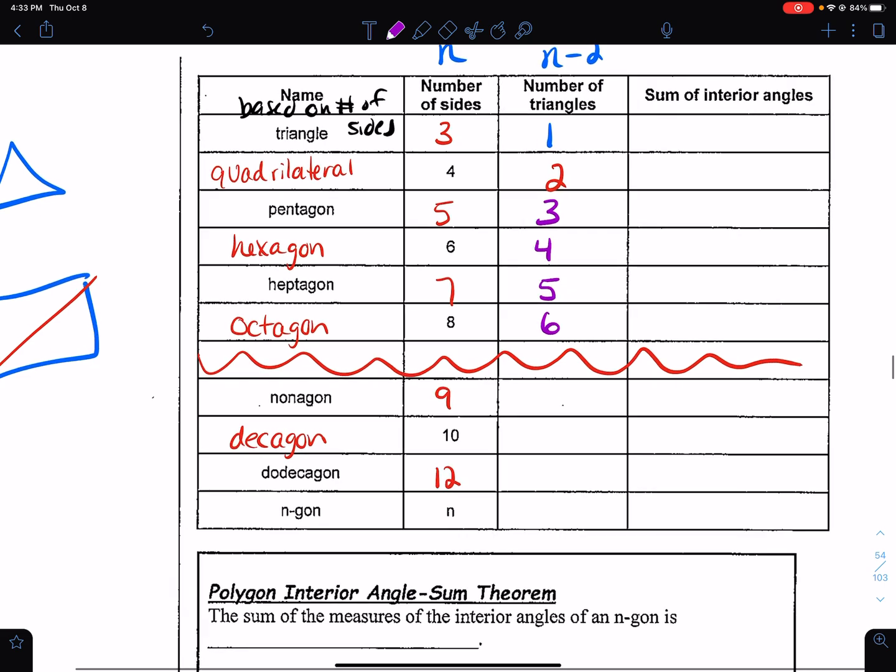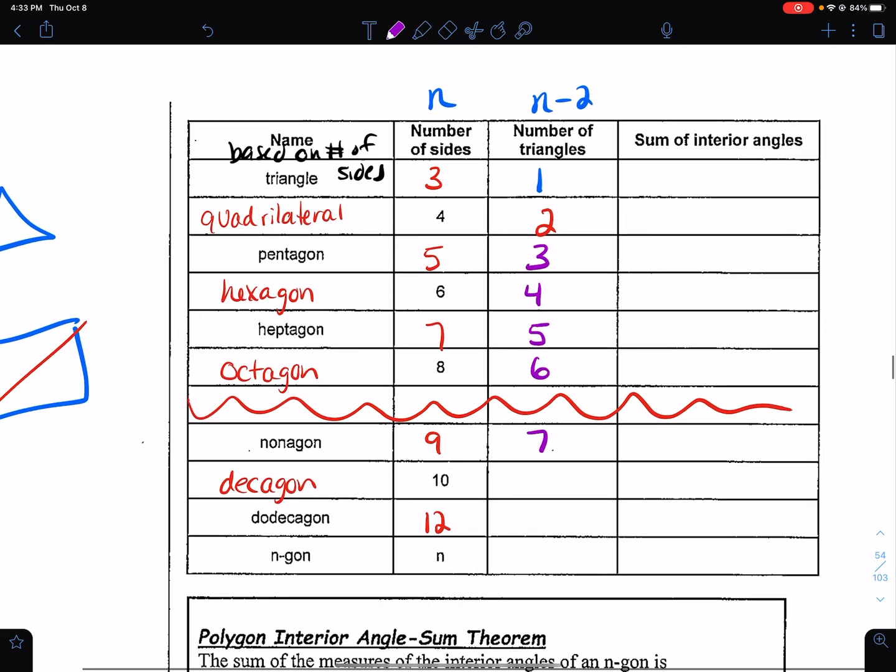A 9-sided shape, which is a nonagon, has 7. A 10-sided shape is a decagon. 10 minus 2 is 8 triangles. I know we skipped 11, no worries about it. A dodecagon has 12 sides, so there'd be 10 triangles. And after that, if there's too many sides, we don't give them special names anymore. We just call it an n-gon, which means there's n sides on it, whatever that number would be. So whatever the number of sides is, we always take 2 away.